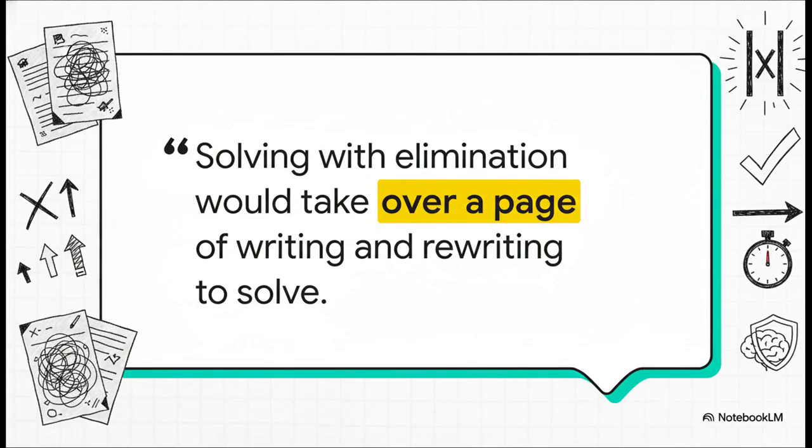And this is where the efficiency really shines. The source material points out that solving a 3x3 system with elimination can take over a full page of writing and rewriting. Cramer's rule just cuts right through all of that, dramatically speeding up the process and, maybe more importantly, reducing the chance for error.